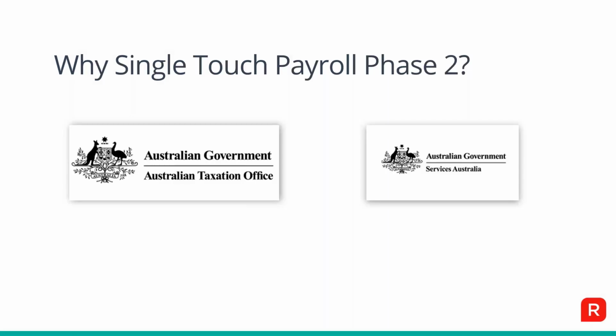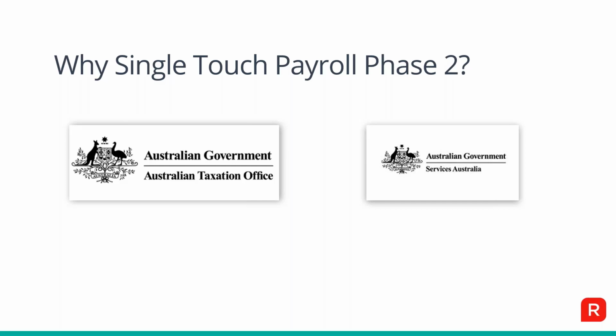So let's start by why Single Touch Payroll Phase 2? Why has the ATO introduced Phase 2? Well, Single Touch Payroll has proven most successful for the ATO. Not only has it eliminated the need to produce payment summaries, but it's also providing real-time data for the ATO, for employers, and also for employees. Its success has initiated this second phase to provide the ATO with greater payroll visibility, but also this visibility is also with Commonwealth services such as Centrelink and Services Australia.